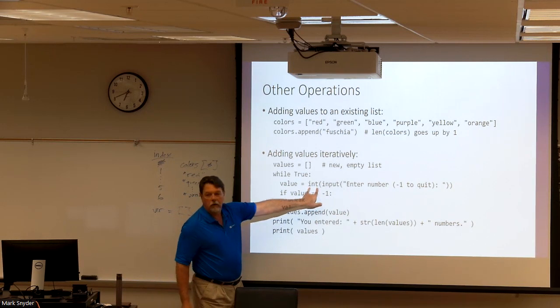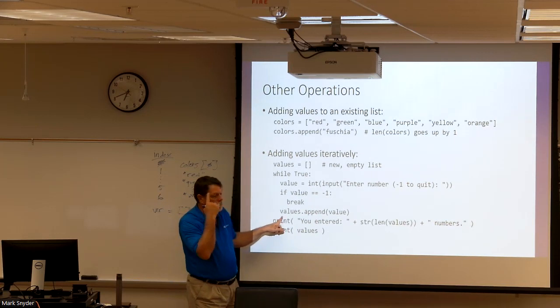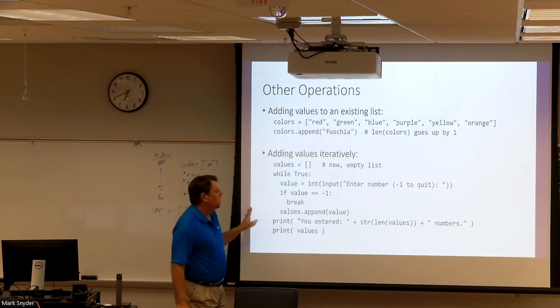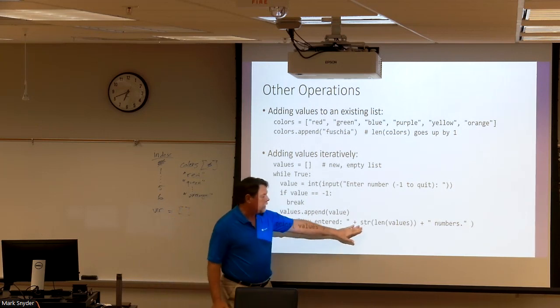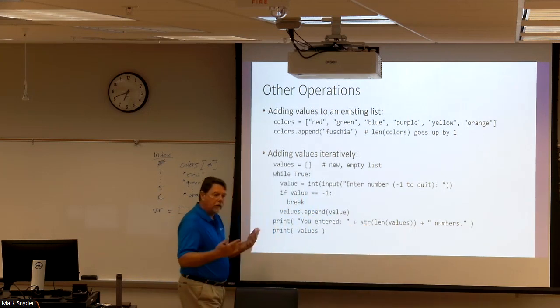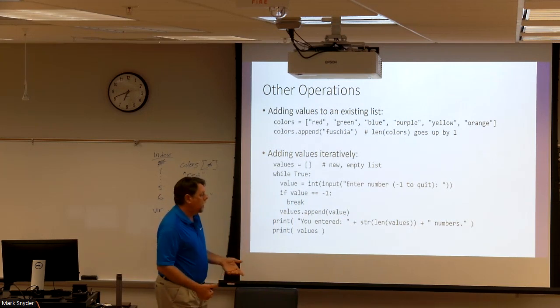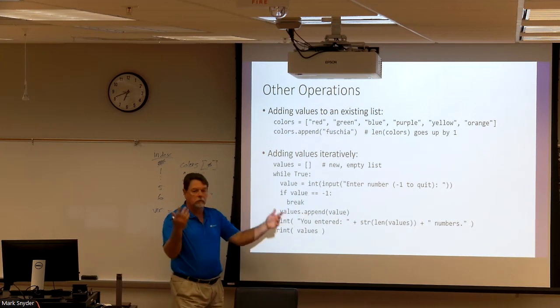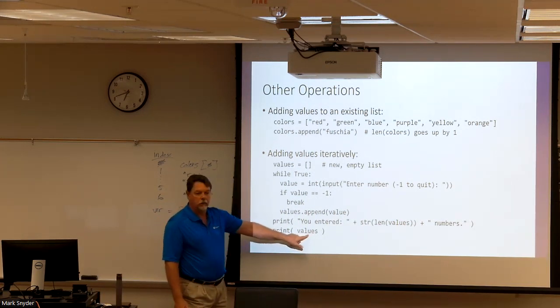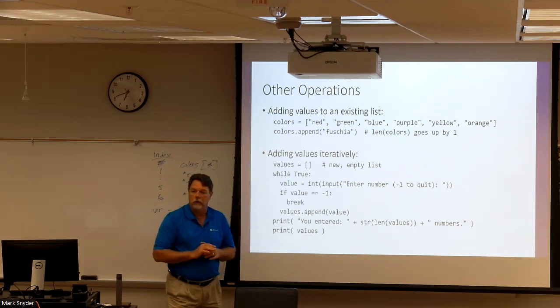Now I was clever, and I wrap this with an int. So now I'm back to being able to count on the fact that values is going to contain homogeneous data and they're all going to be integers. Right? So this print statement says, hey, here's how many you added, because I'm going to use the length function on values. That'll tell me how many of them there are. And then I stringify that and say you entered 12 numbers or however many they entered. And then this one is the convenient way to just say, hey, print all those values.